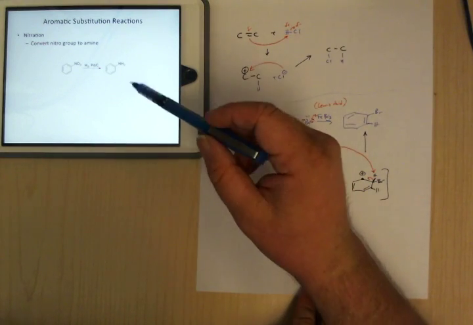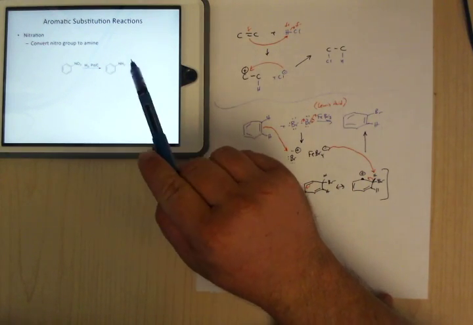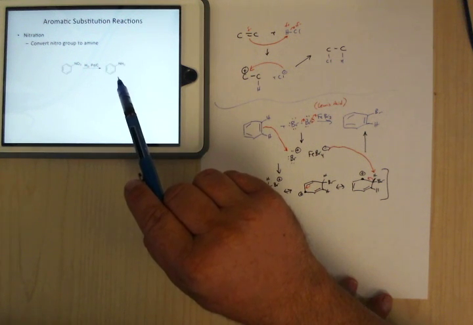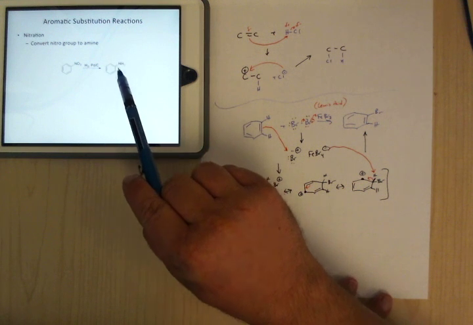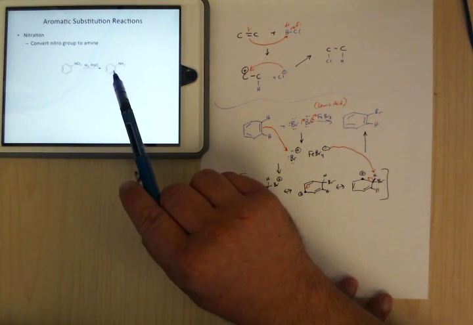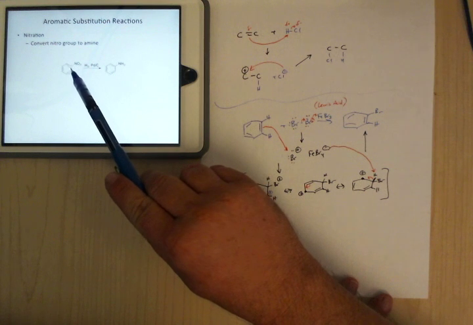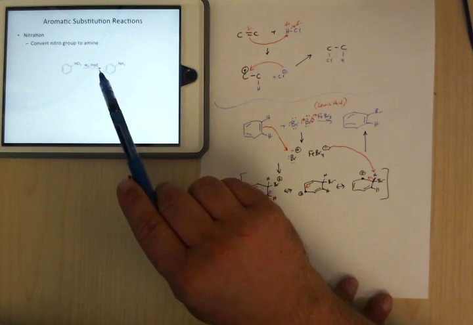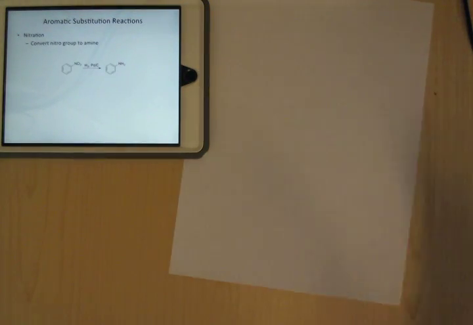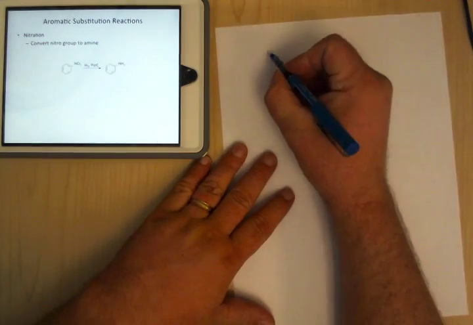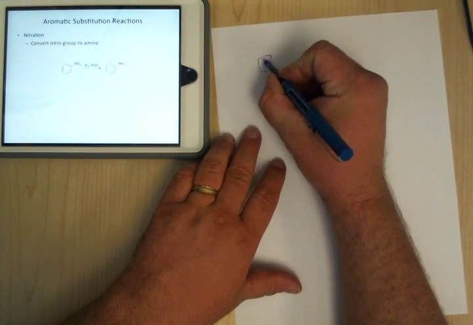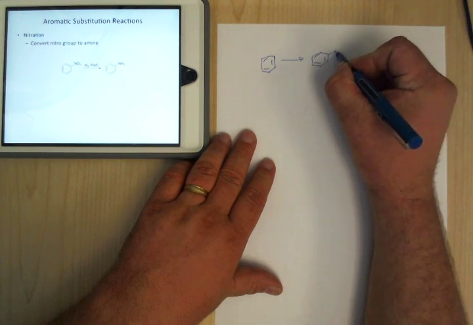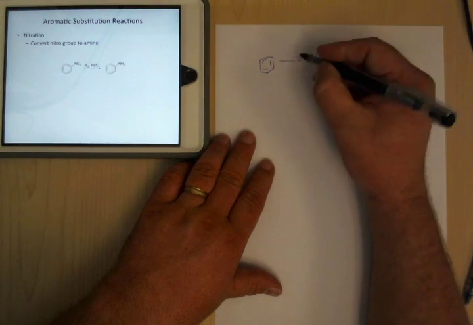Now, just as a quirk, we can't add an NH2 directly to a benzene ring. Well, you can, but not with this technique. So if you want to add an NH2, you have to go through an intermediate. You have to go through this nitro intermediate. So you can't go here directly. NH2, you can't do this directly.